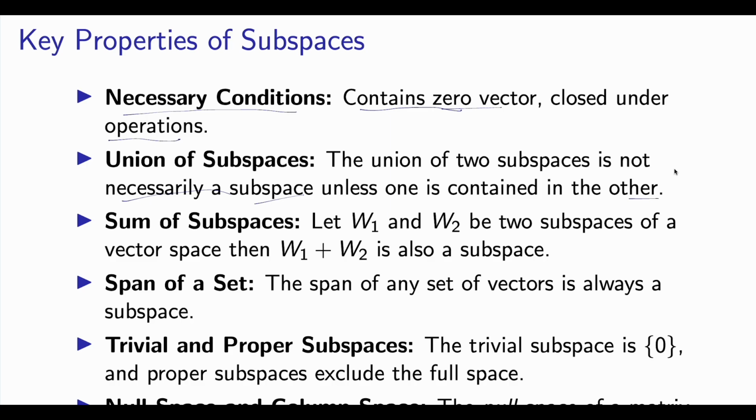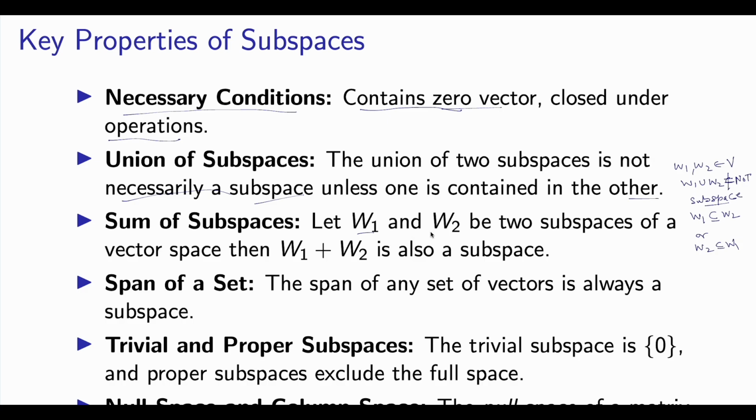So union generally is not going to be a subspace. If W1 and W2 are subspaces of a given vector space V, then W1 union W2 need not be a subspace. This is not always true. It will be true if W1 is contained in W2 or W2 is contained in W1. If this is the case, then W1 union W2 is always a subspace.